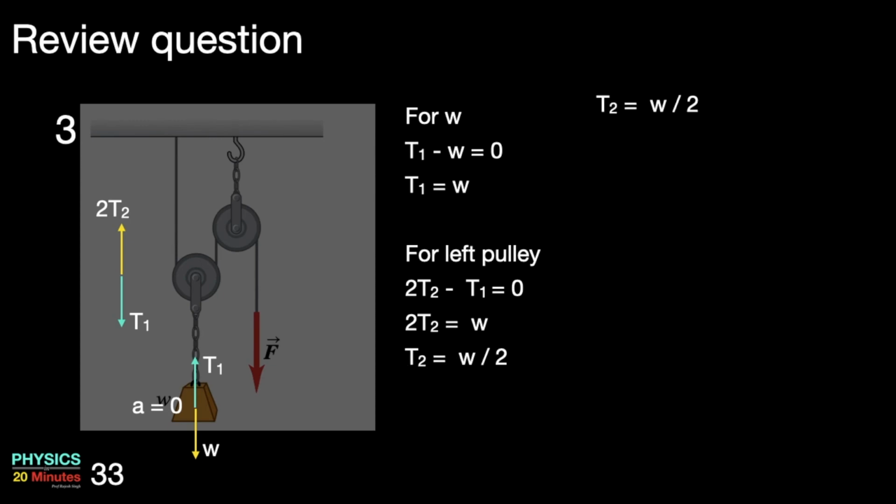But T2 is the tension in this long rope, which has to be equal to the pulling force. So T2 is W by 2, that we all know, and T2 is equal to F. So F is equal to W by 2. So this arrangement of pulleys allows you to apply half the force of the weight. So if your weight is W, to lift that you need a force which is half of the weight, that is W by 2. So that is the advantage of using the pulley system.